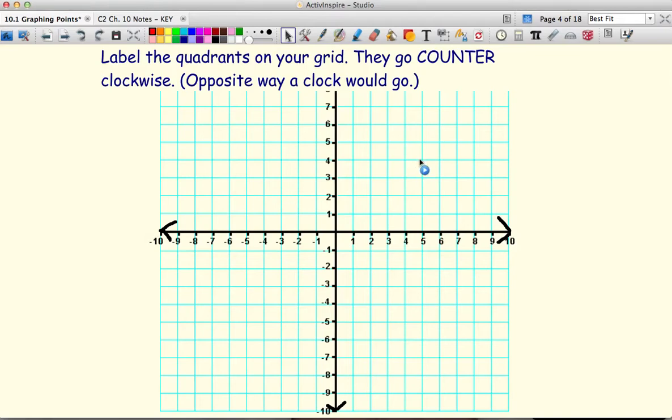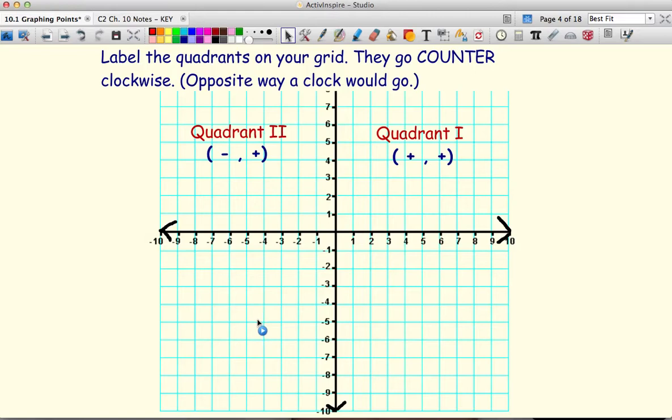They go counterclockwise. So right here, this is our quadrant 1. It consists of positive and positive numbers. So it's a positive x and a positive y. Now we're going to go counterclockwise, so we're going to go this way, and this becomes quadrant 2. Quadrant 2 is made up of a negative x, because we go left, and left gets us into negative numbers, and a positive y, because we're going left and up.